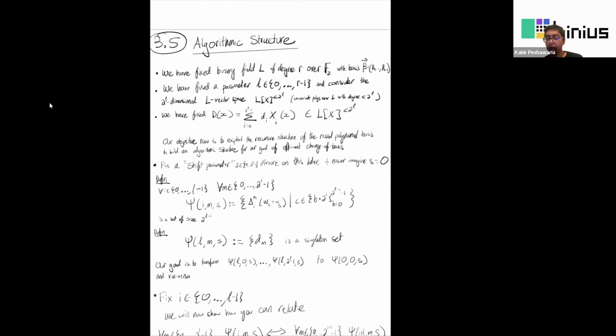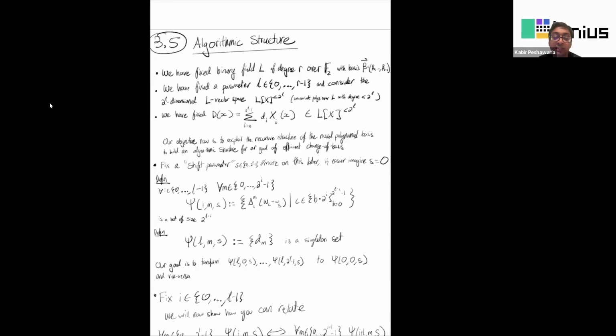Okay, the next section is about the algorithmic structure of the novel polynomial basis, specifically when we're trying to do the forward transform. So we've fixed a binary field L at this point of degree R over F2 with the basis. We fixed a parameter little l in this range, 0 to R minus 1. We're considering the 2 to the little l dimensional capital L vector space of all polynomials with L coefficients that are strictly less than the degree bound. And we have fixed some arbitrary polynomial, which is represented in novel polynomial basis.